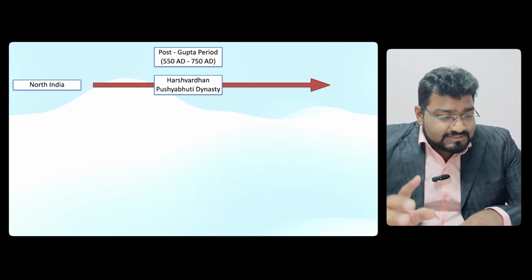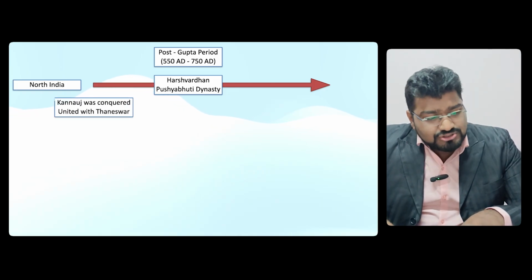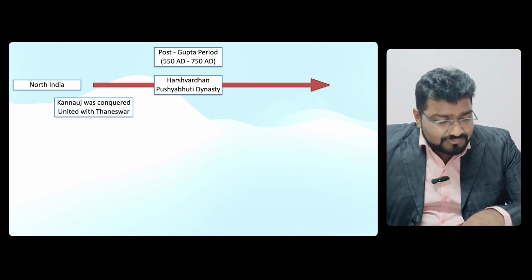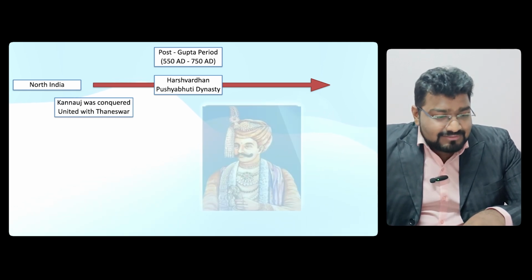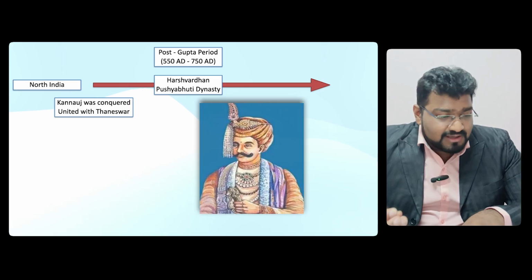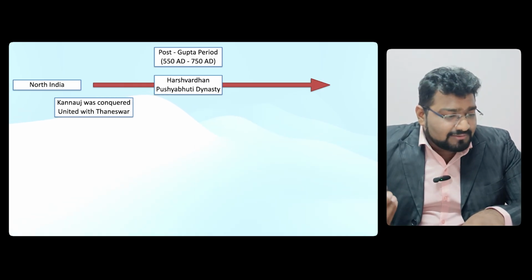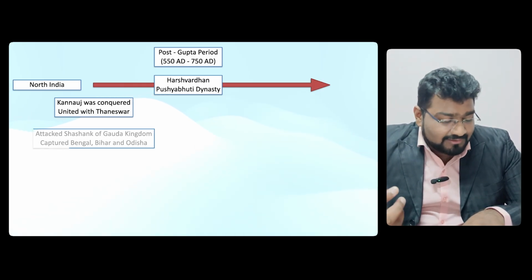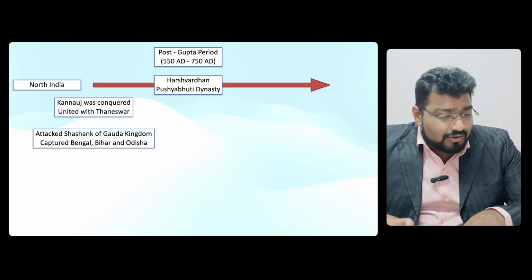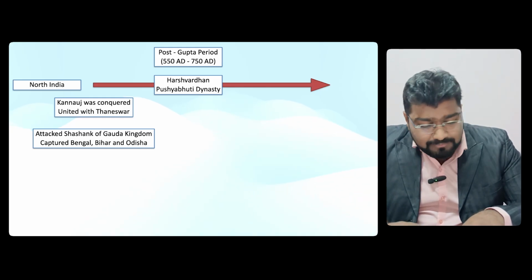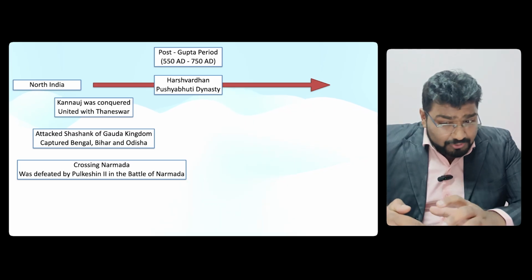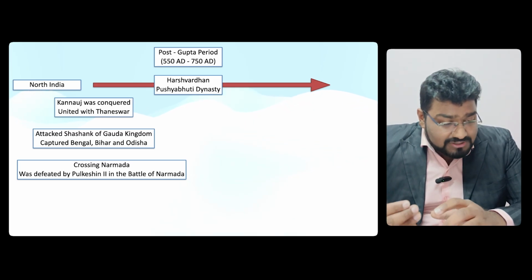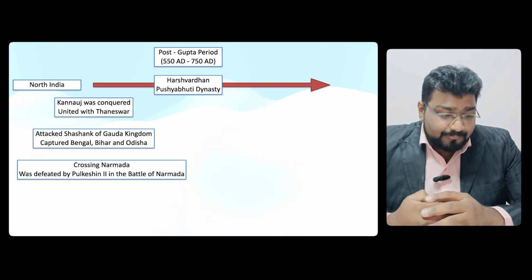Now refer to this: Kanauj was conquered and united with Thaneshwar. Thaneshwar was the place of origin of the Pushyabhutis, that is Harshavardhan himself. Harshavardhan united this particular kingdom. He attacked Shashank of the Gauda kingdom, captured Bengal, Bihar, and Odisha. Then he was trying to cross the Narmada river but was defeated by Pulkeshin II.